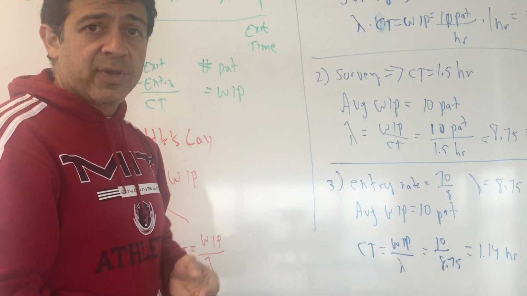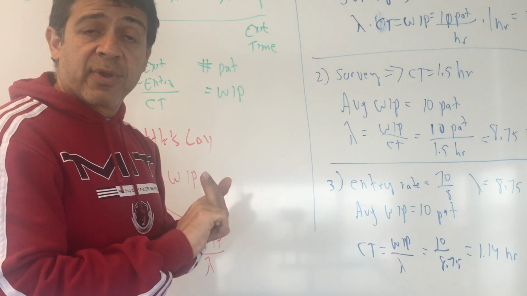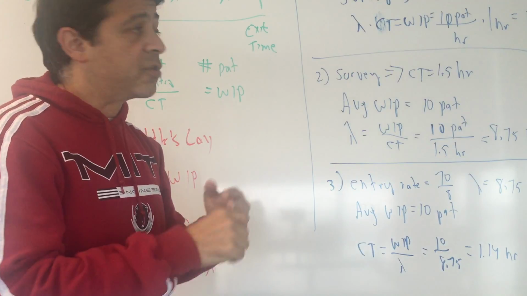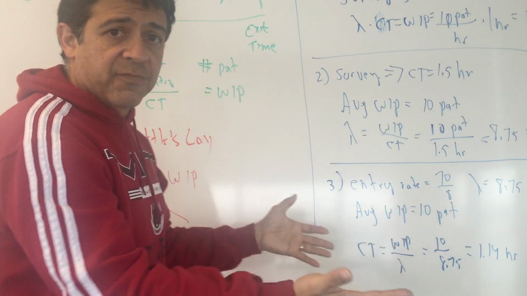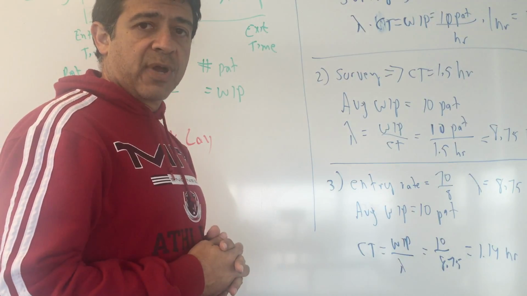It will also apply when I have variable service times. It will also apply when I have random arrival rates. As long as I know the averages, I can figure out this relationship, and this is a great starting point to figure out what your process is doing.